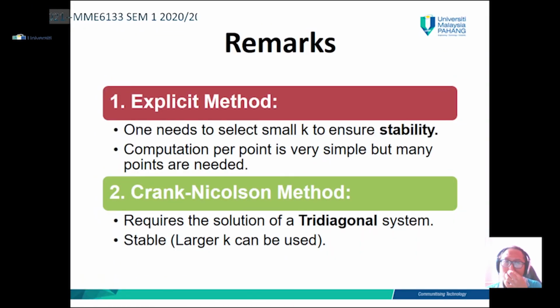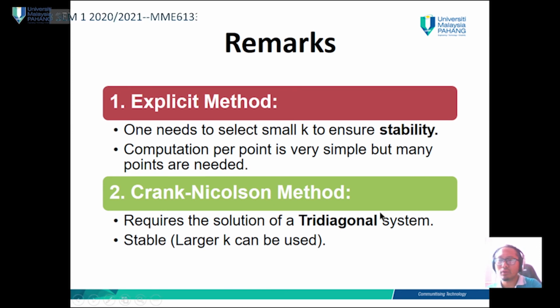So as a remark, for the explicit method, we need to use a small value of k to ensure the stability of the solution. The computation per point is very simple, but many points are needed to solve one point. But for the Crank-Nicolson method, we are going to require the solution of a tri-diagonal system. It is much more stable as a larger k can be used.